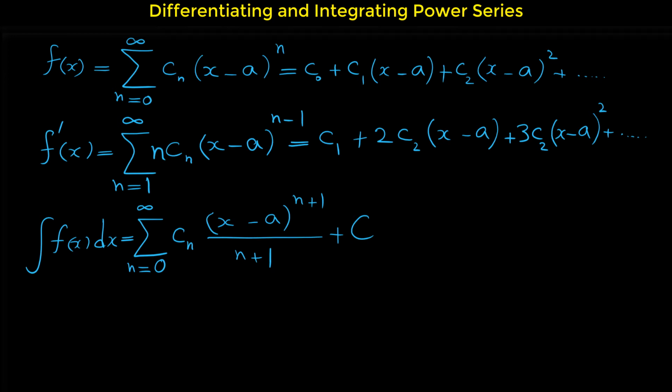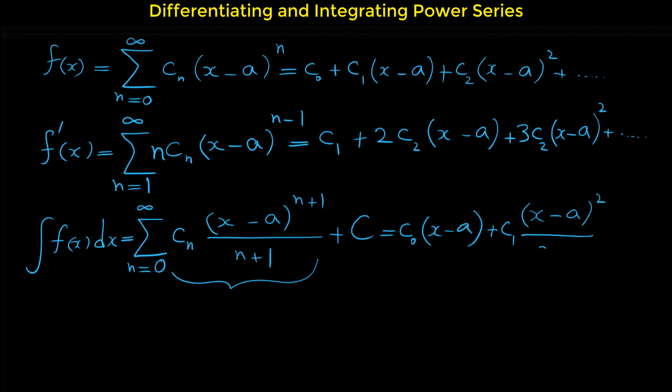And this answer in open form is c sub 0 times (x minus a). If you plug in 0 for n here, here, and here, you get this term. If we plug in 1 for n in this expression, we get c sub 1 times (x minus a) squared over 2, and this continues.